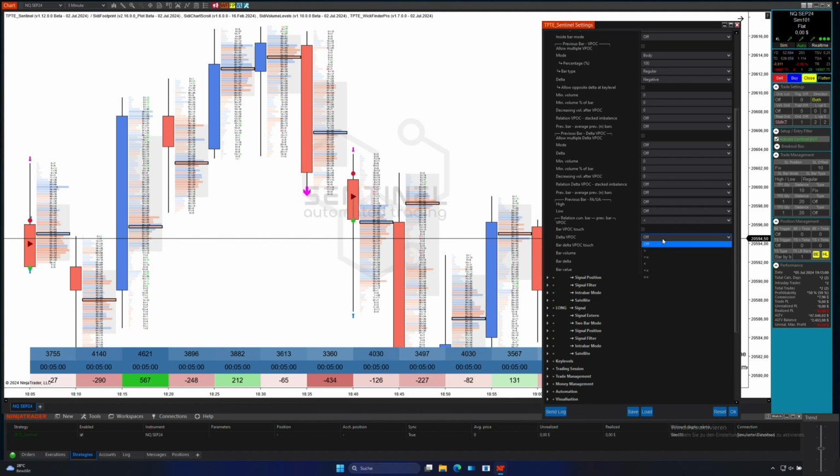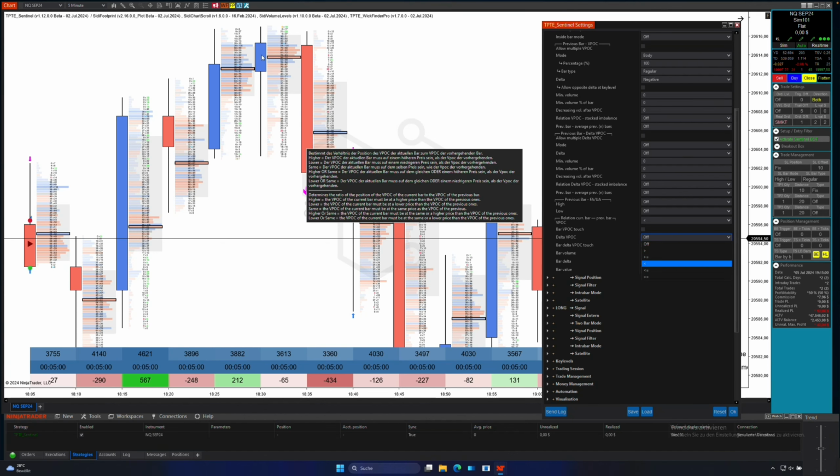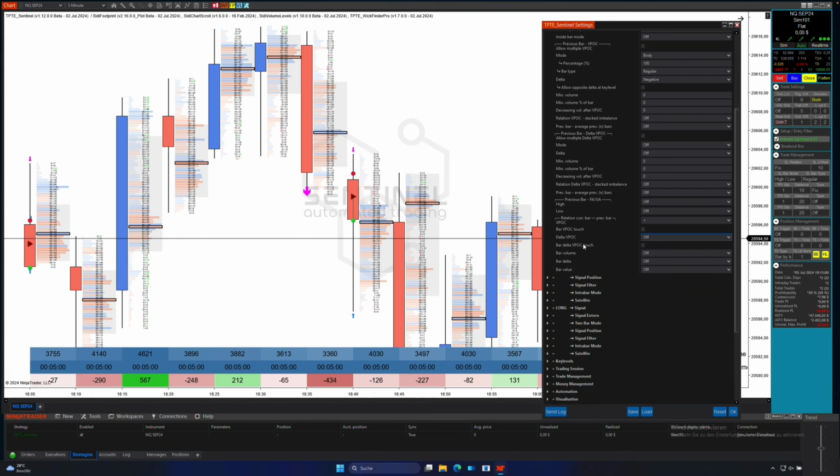I can also determine the delta VPOC by saying that it must be above or below. So it always refers from the current bar to the previous bar. I can also define more than one touch here. I can specify that the bar volume must be larger, must be smaller. I can define the bar delta and also the bar value. Again, in more detail, I can say that the bar value of this bar here must be larger than the one before it, and then say which one is meant.